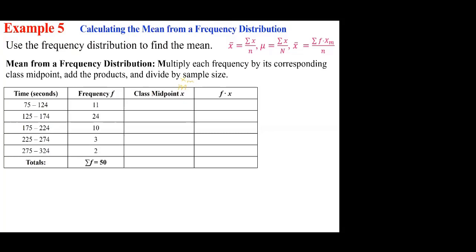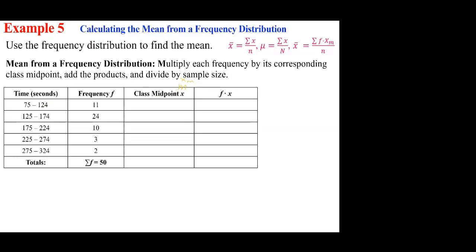Now, the idea is very simple. Remember, when it comes to the frequency distribution table, we don't have every piece of data. For example, if you look at the first class, it says between 75 and 124, there are 11 pieces of data. It could be that all of them are 75. It could be that all of them are 124, or it could be somewhere in between, all over the map. We have no idea what each piece is. But I hope everybody understands the meaning of the frequency distribution table. So in calculation, we have no idea what each piece is.